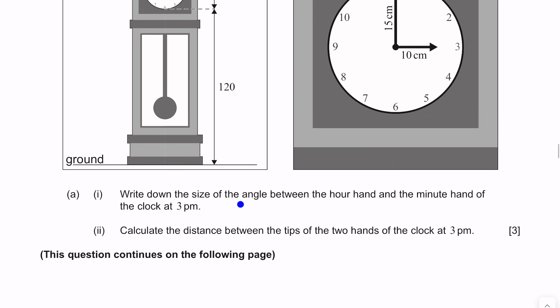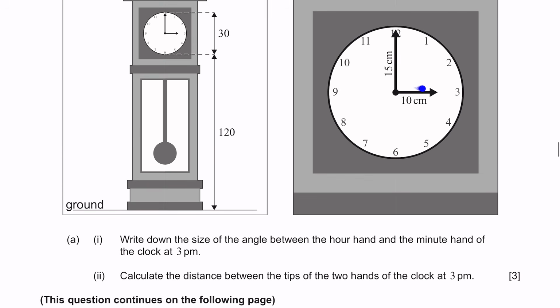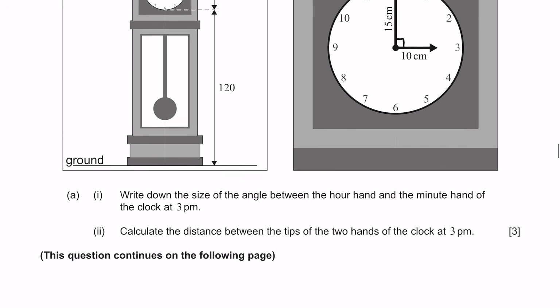Write down the size of the angle between the hour hand and the minute hand of the clock at 3 p.m. So here's 3 p.m. What is the angle between the hour hand and the minute hand? Well, 3 p.m. is at a right angle. This is a right angle. So this, of course, would be 90 degrees.